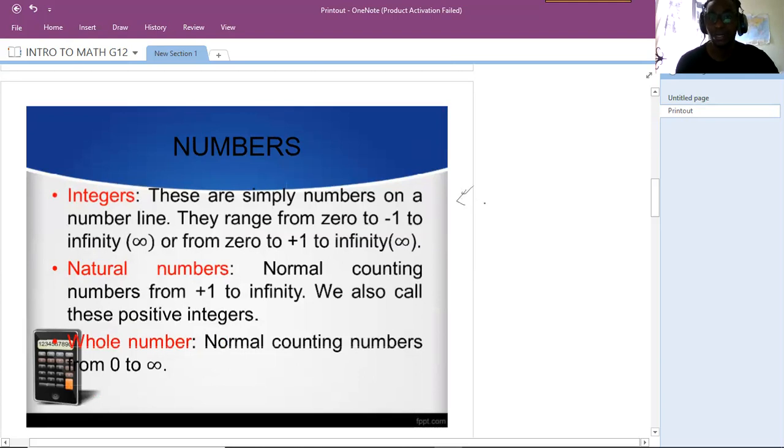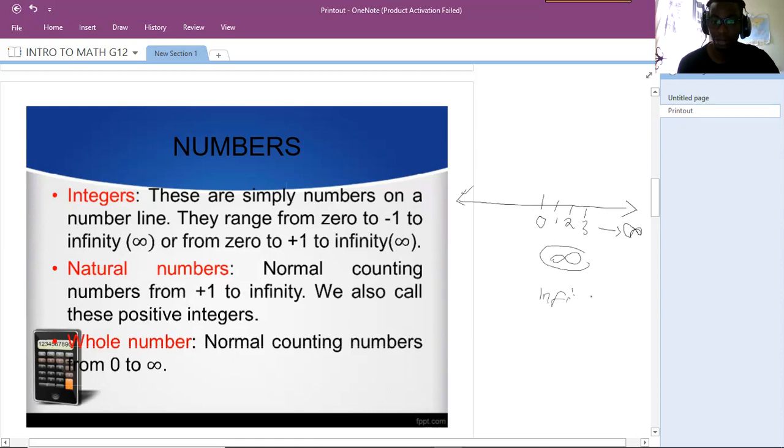If you have a number line like this, I'm sure you've been seeing number lines since grade 3. But those numbers that you write on a number line are actually integers. So integers are positive numbers or negative numbers that can go from 0, +1, +2, +3 to infinity. Do you know what infinity means? This is the symbol for infinity. I want you to know the symbol of infinity.